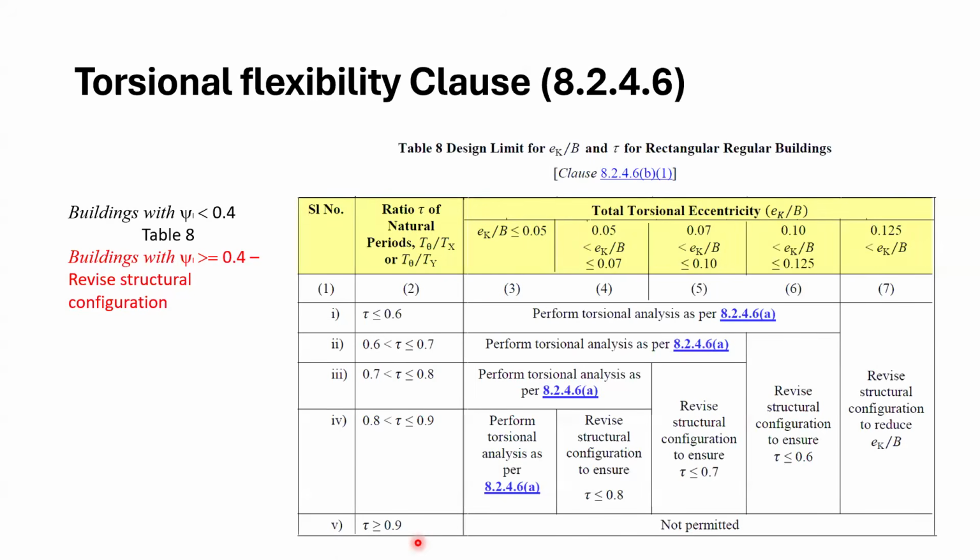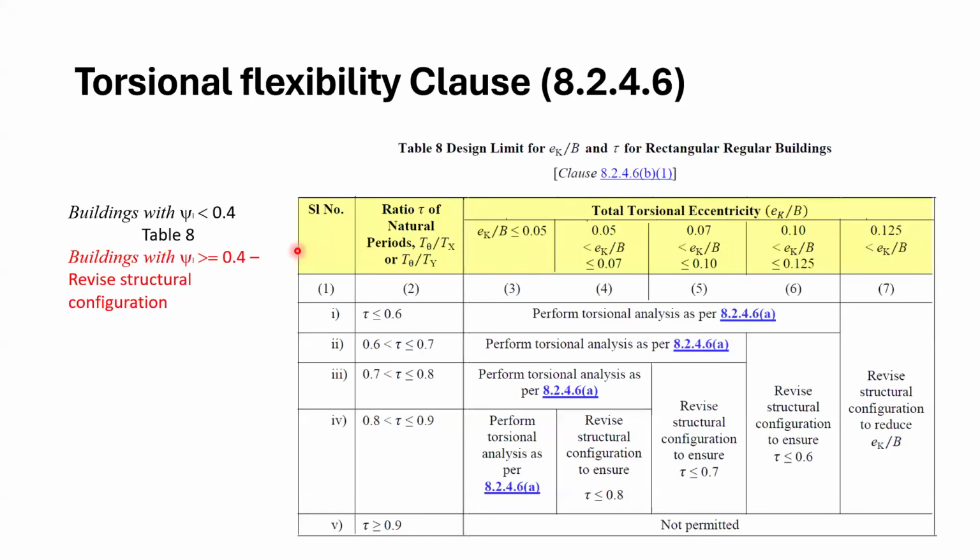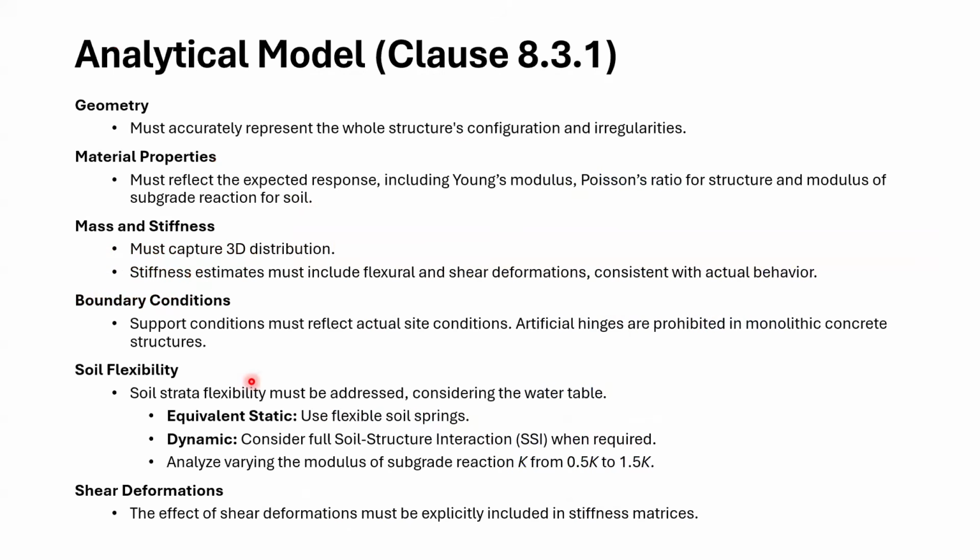Right. So this is going to play a key role in our analysis, where our torsional mode time periods will be pretty close to translational X and Y time periods. So the separation has to be huge to achieve this ratio, and then you can do the analysis as per this design eccentricity requirement. This is going to be significant.